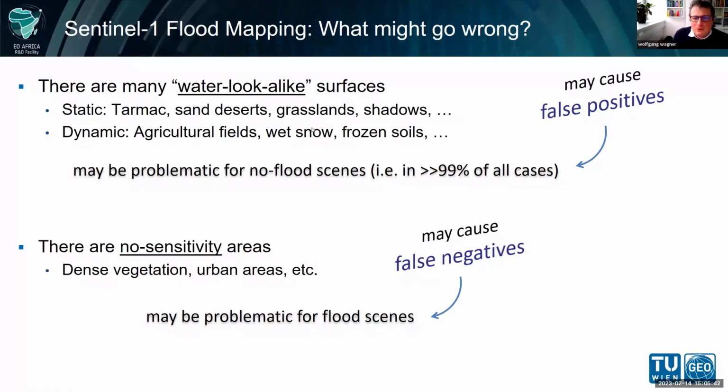If there's snow and the snow is thawing, then we have a wet snow surface. It also may produce low backscatter. Also, when the soils freeze, it can be low backscatter. So unfortunately, there are many situations where we can have backscatter that is as low as for water, which may then cause problems with false positives. And if you now think about the GFM service, where we analyze each image in a fully automatic way, these kinds of water lookalike areas are particularly problematic for scenes that do not show flooding.